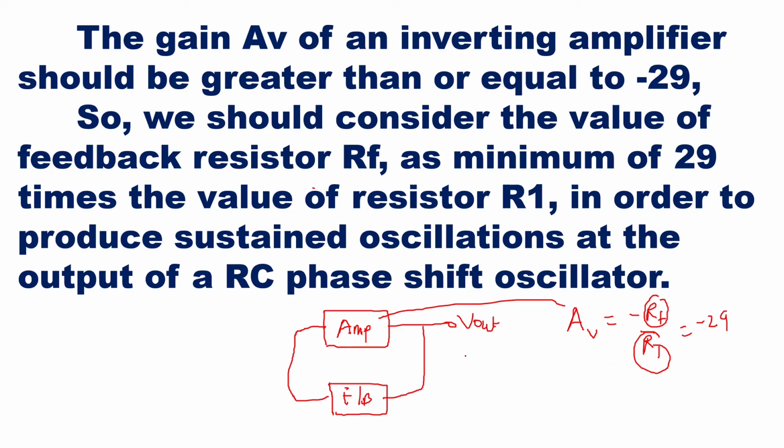Here we say that the gain of the amplifier is minus 29 and the gain of the feedback network will be 1 upon 29. So 1 upon 29 multiplied by 29 will be unity. So the minimum condition for oscillation will be maintained.